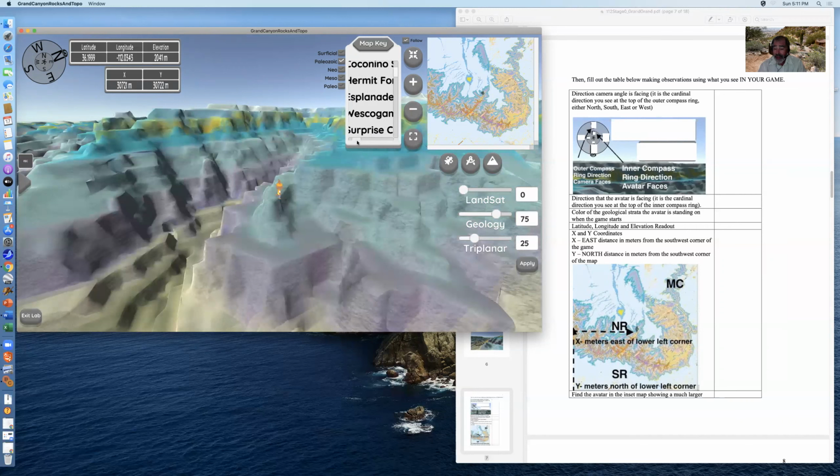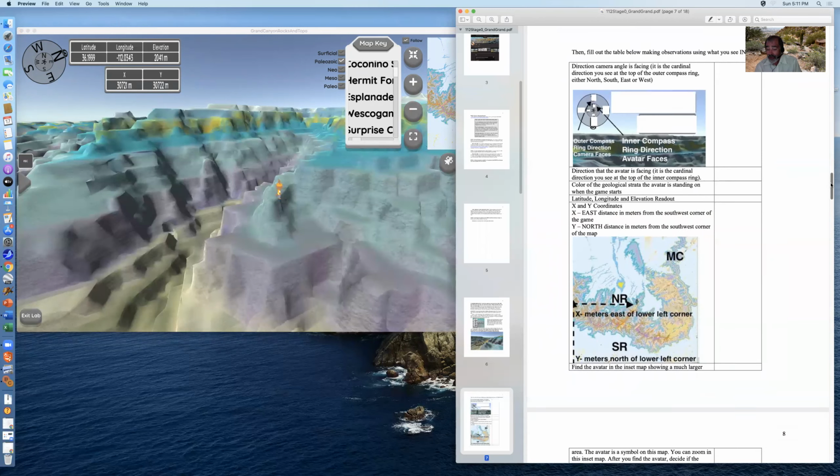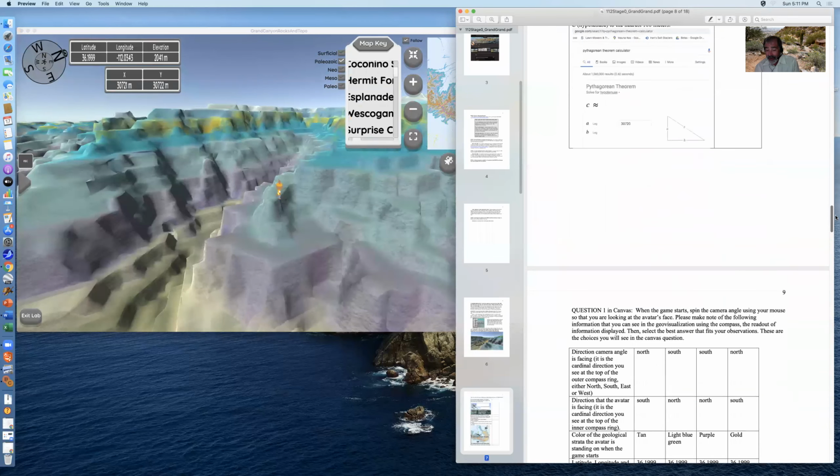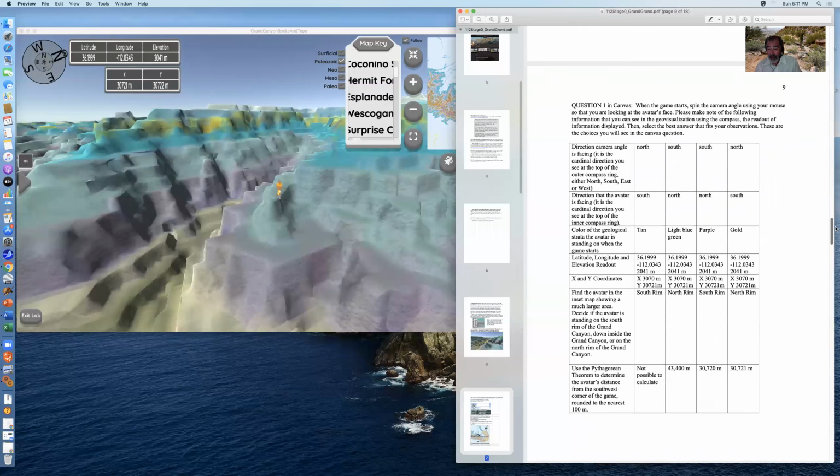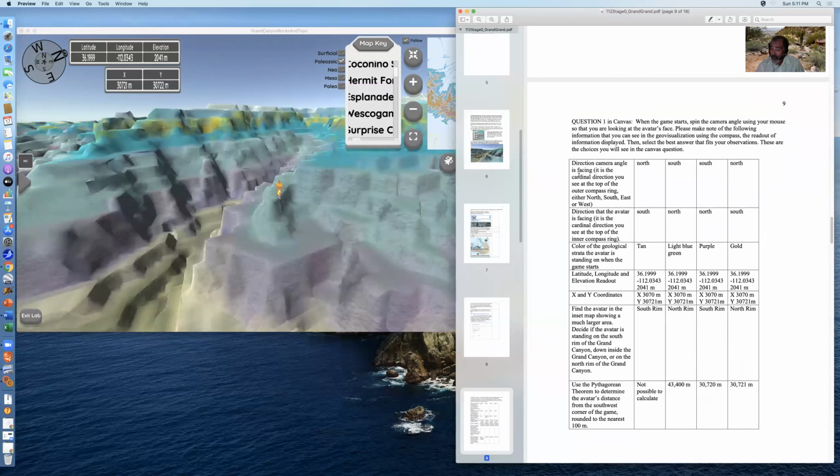So the color is going to be a variety of choices. Let's scroll down to the choices that you're given in the Canvas 1 question. This is what you're going to see in the Canvas question. Does that look tan? Does it look light blue or green, purple, or gold? Well, it doesn't really look tan, doesn't really look purple, doesn't look gold. So the closest description is a light bluish green.